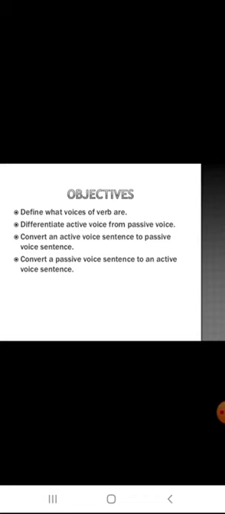Objectives. Define what voices of verb are. It will define what voices of verb are. Differentiate active voice and passive voice. Convert an active voice sentence to a passive voice sentence. Convert a passive voice sentence to an active voice sentence. These are the things we can do with the objectives.